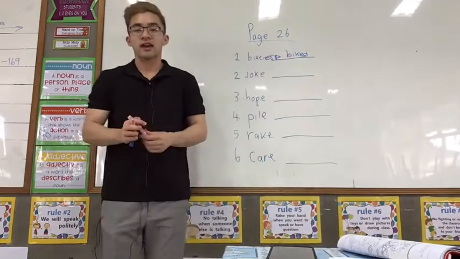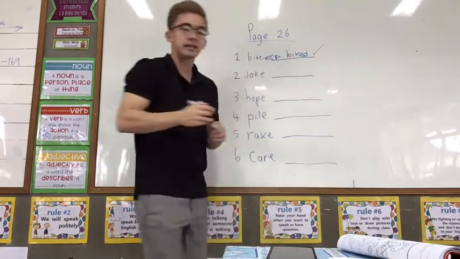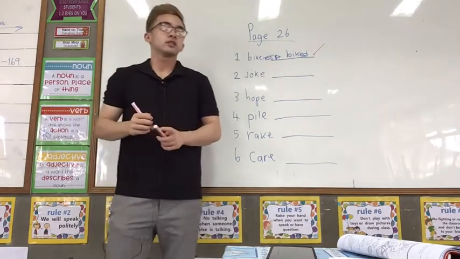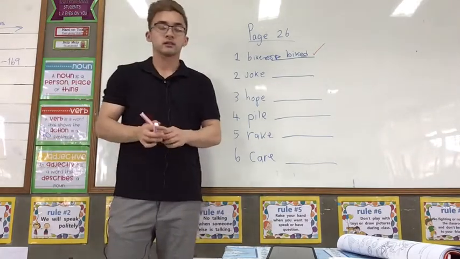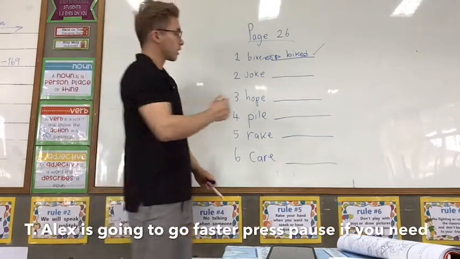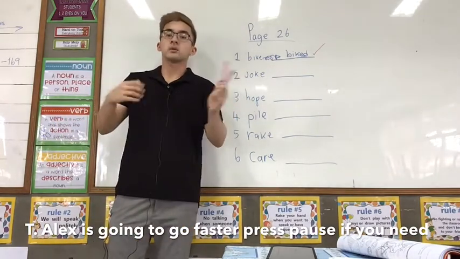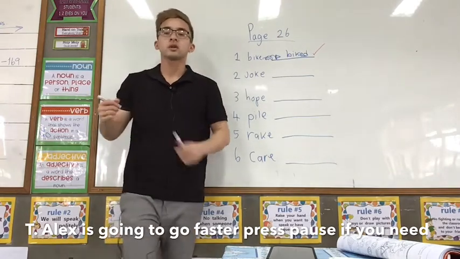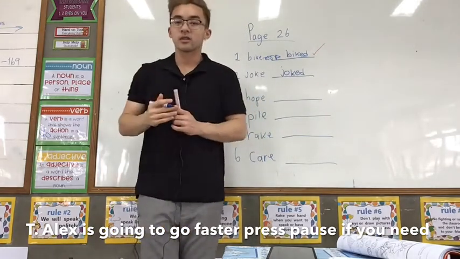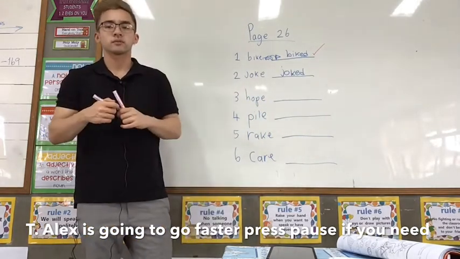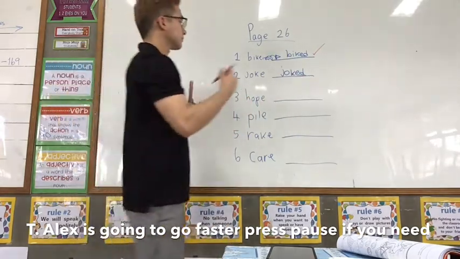Did you get that right? If you did, please tick. Okay, so Teacher Alex is going to go a tiny bit faster. Joke. How do we make joke past tense? Press pause if you need more time. We add ed and it turns to joked.